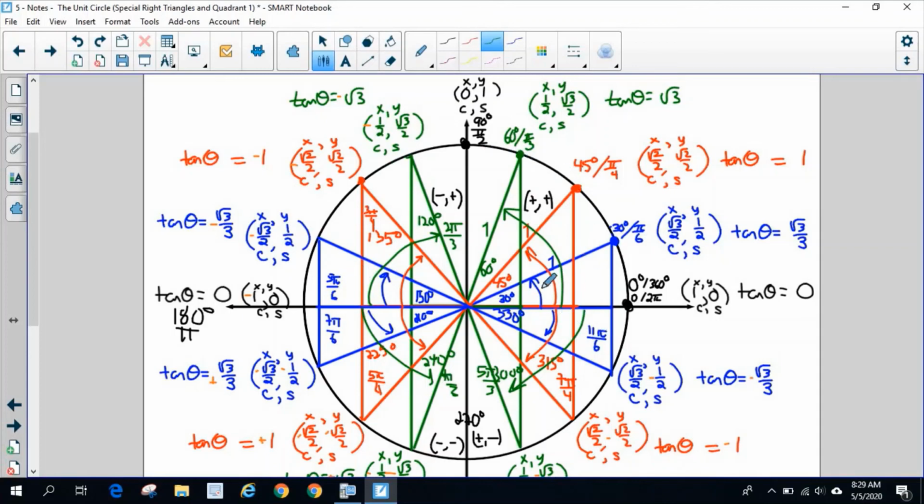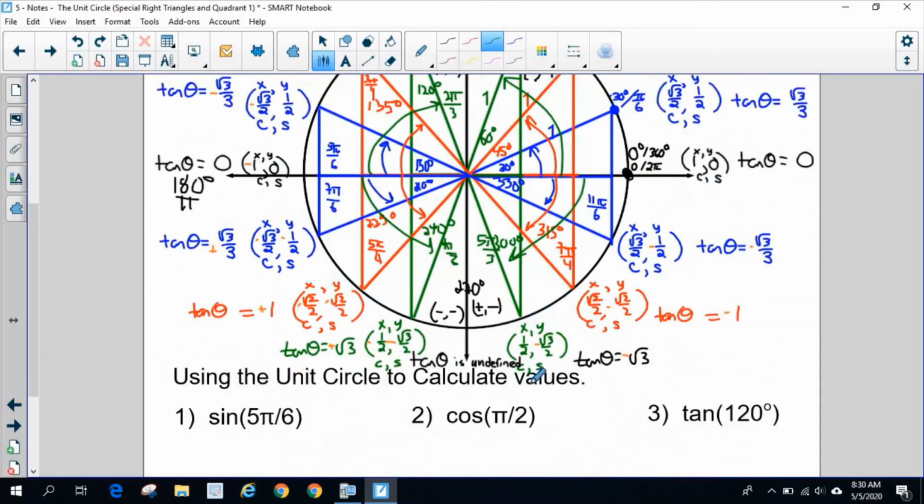So there are little things that will help you learn how to use the entire thing. So what do we do with all this information? Again, the purpose of the unit circle is to provide a mnemonic device to help students answer questions like these.